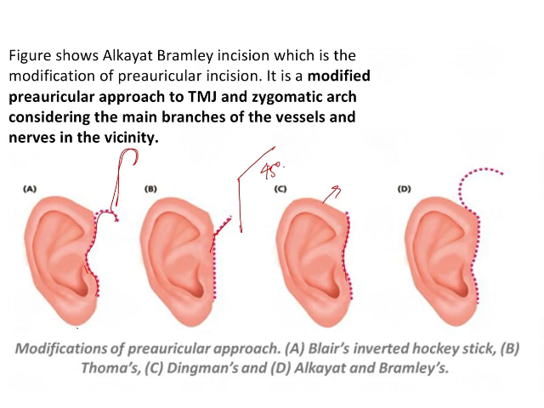Lastly, Alkayat and Bramley, in order to overcome the disadvantages of these three incisions, where they had limited accessibility, came up with a question mark type of incision where they extend the incision a little more into the temple, and that is the reason why this incision is very popular. In addition to that, the scar gets covered by the hair of the patient, and it is not very visible.